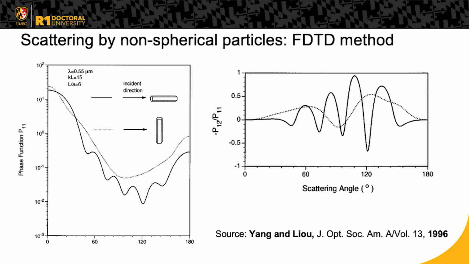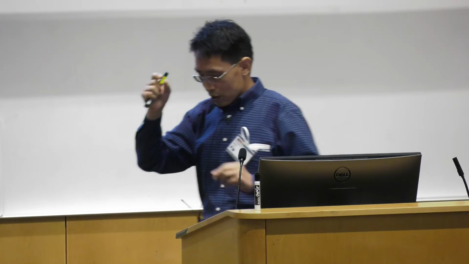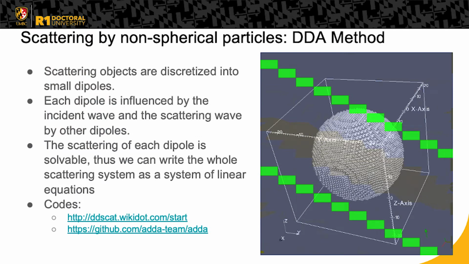This is another P12 over P11, which is the 1,2 element versus the 1,1 element, the ratio of it. Just to show you the idea. This is called the DDA method. Basically, you can see it's a similar idea of discretizing the space. You have a sphere, for example, you discretize the sphere into small dots. Each small dot, because they are small enough, we can predict it. Just like a molecule, you can solve it. If it's small enough, you know how it behaves.